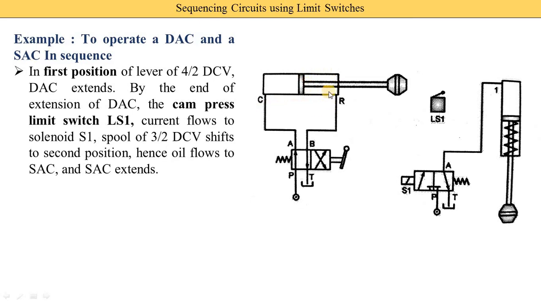At the same time, some oil is present on the right side. It enters the rod end port, and from the rod end port it goes to the B port, and from the T port it is supplied to the reservoir or tank.